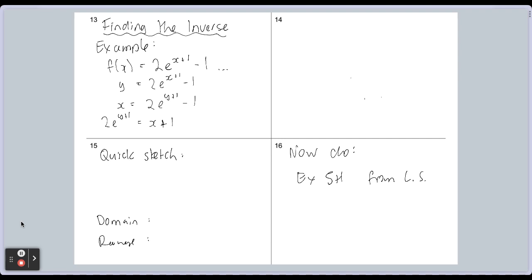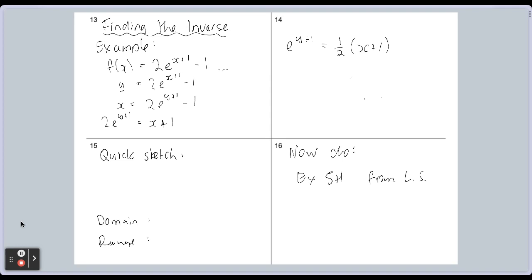And for reasons that will become clearer later on, I'm going to express it like this. e to the power of y plus 1 is equal to a half of x plus 1. So rather than putting x plus 1 all over 2, I'm just going to leave it as a half outside of x plus 1, because I know where I'm headed.